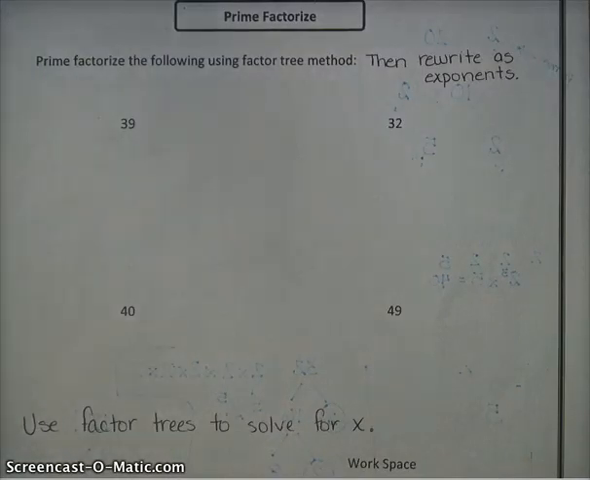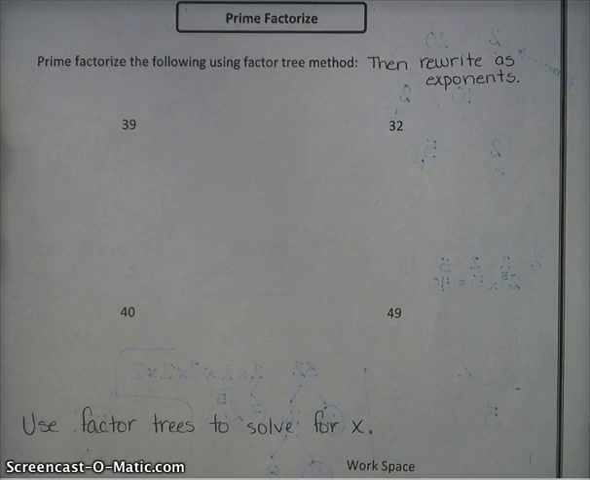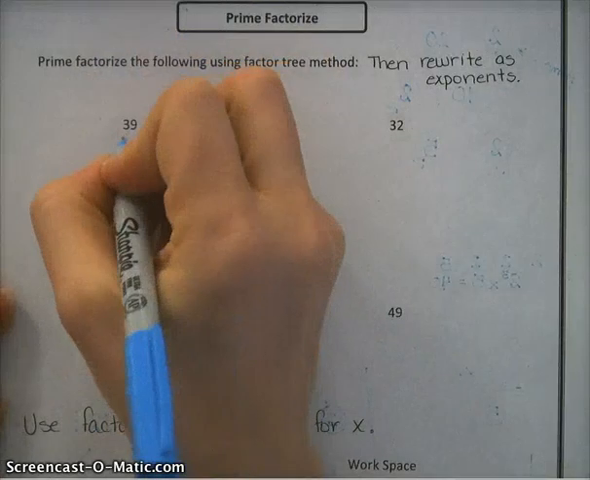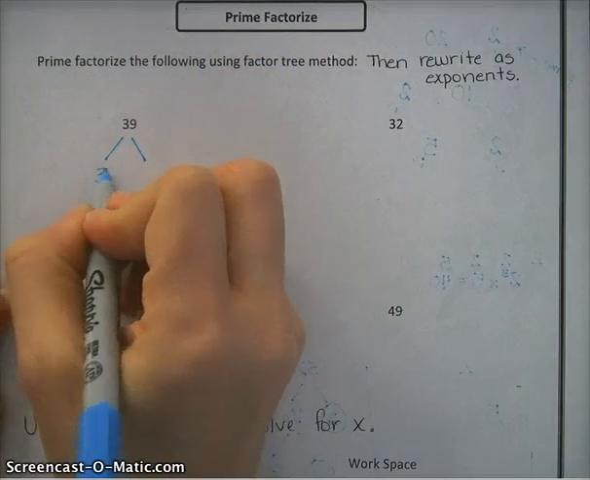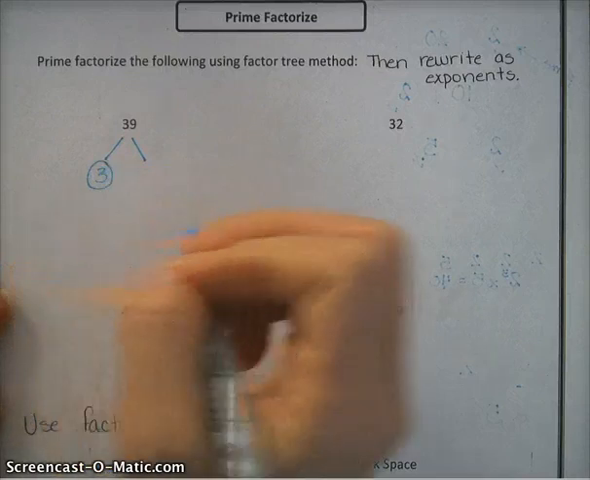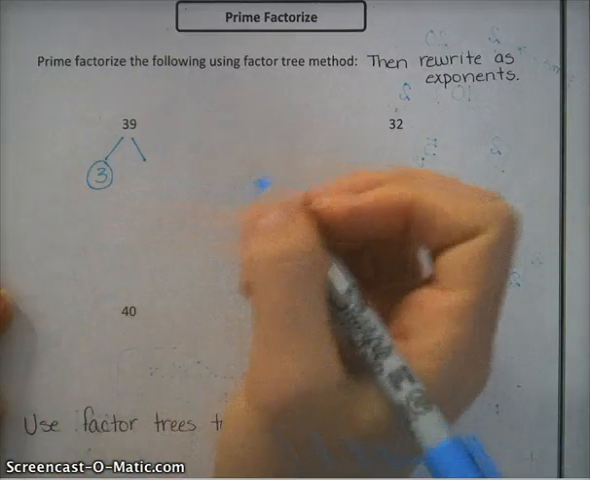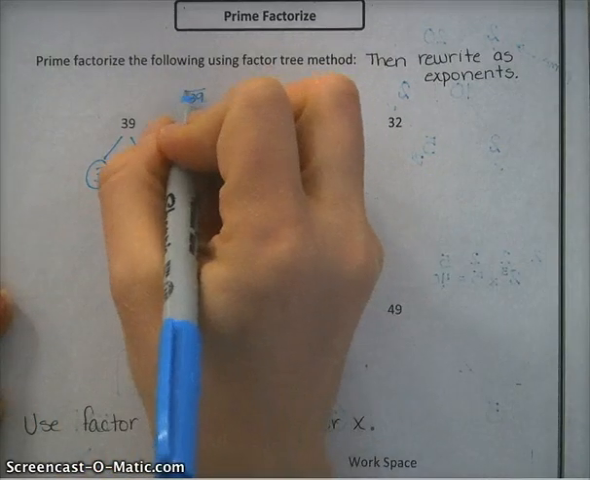Alright, for this next one, prime factorize the following using the factor tree method and rewrite as exponents. This is just another way for you to get a little bit more practice. So if you take a look at 39, all I want you to do is come up with a factor tree for it. Well, I know 2 doesn't go into it, but 3 does, and 3 is also a prime number. So 3 times what gets me to 39? If you don't know that, use your division you've practiced.